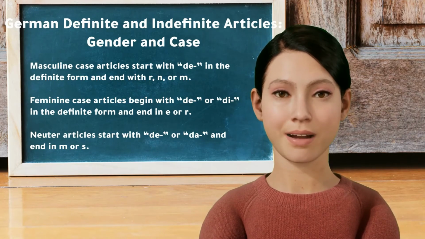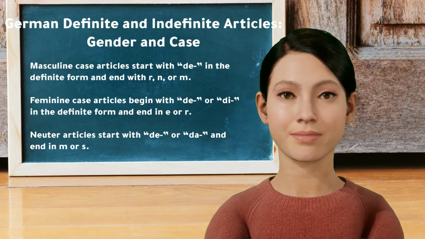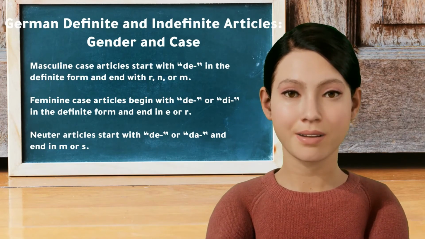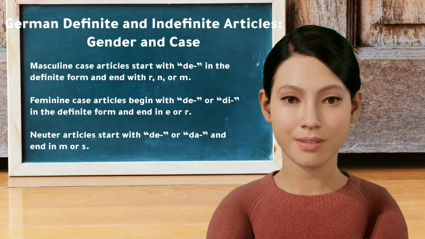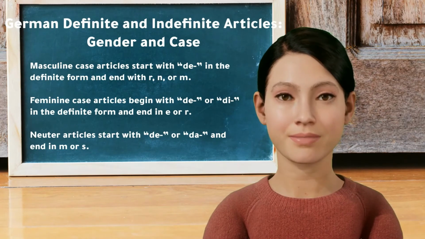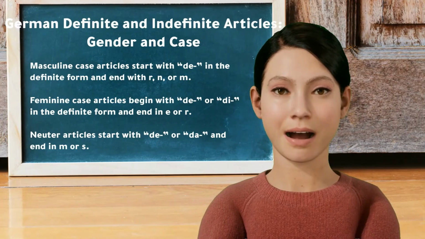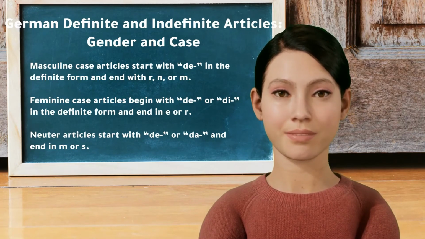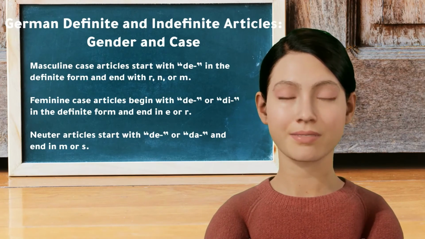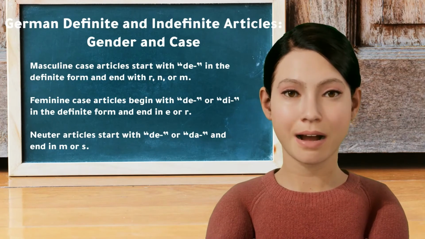For now, let's focus on the nominative, accusative, and dative cases. I'll cover the possessive case in a later post. Masculine case articles start with de in the definite form and end with r, n, or m. Feminine case articles start with de or di in the definite form and end in e or r. Neuter articles start with de or da and end in m or s.